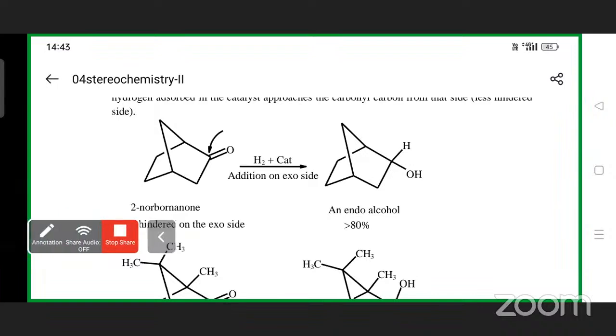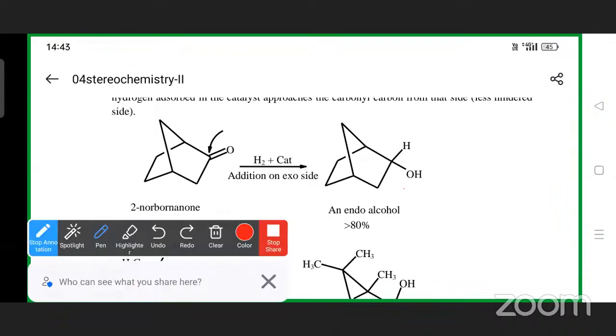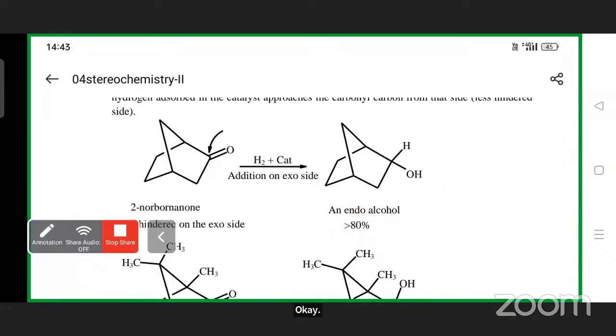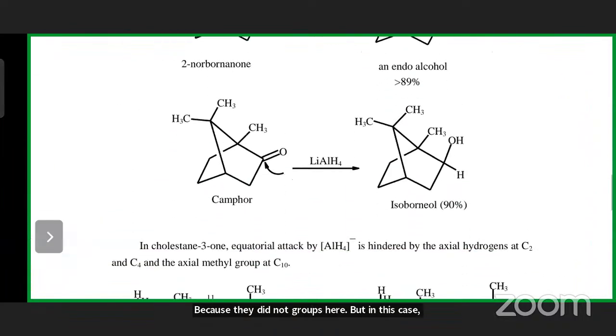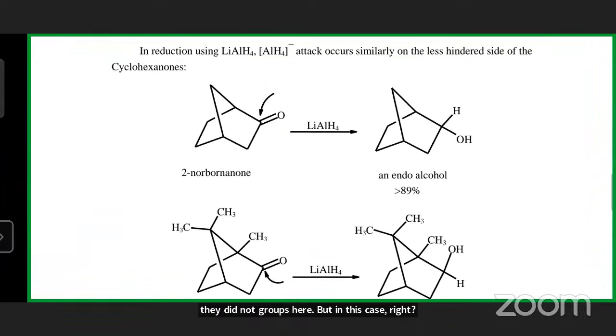Okay, right. So here you see the alcohol. The endo alcohol formation is more than 80% here. Exo is preferred here because there are no steric groups here. But in this case, here also, same thing.